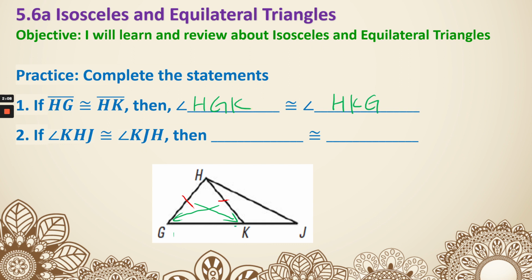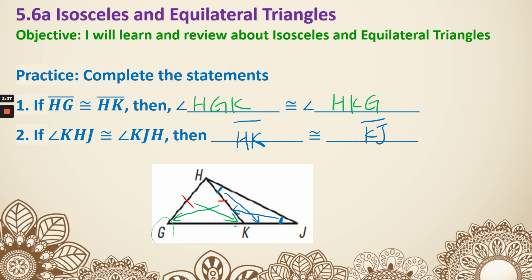Next, if angle KHJ, which is right here, is congruent with angle KJH, then the side opposite to it and the side opposite to it give us HK is congruent to KJ. These are some statement practice.